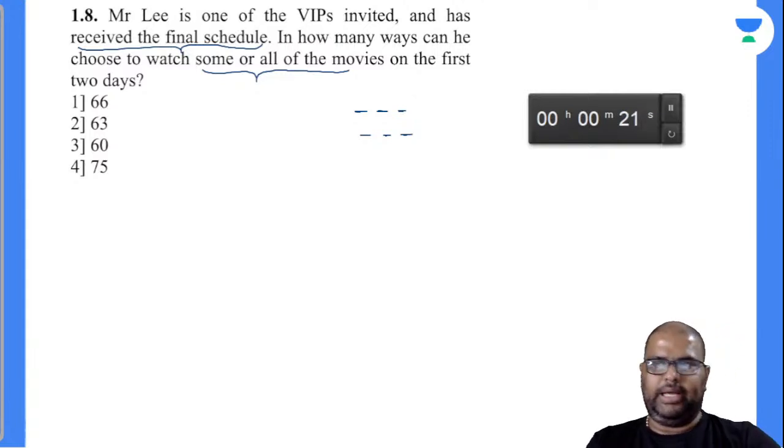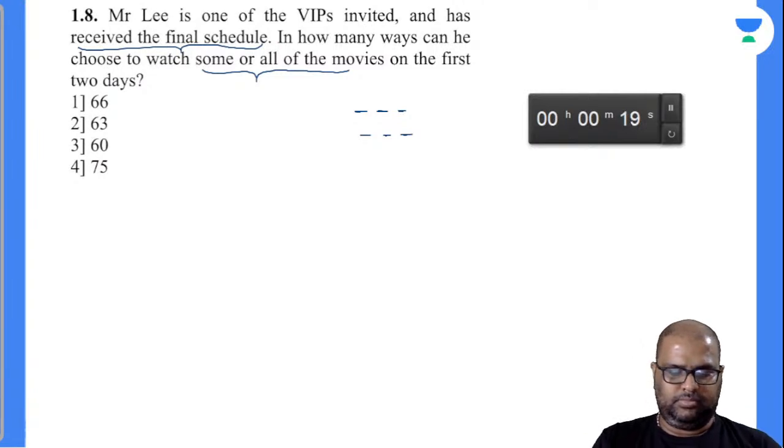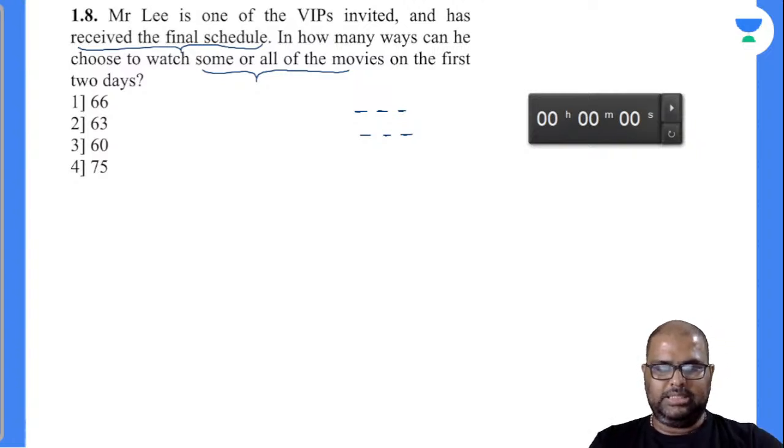22 seconds more here. Any answer for this?